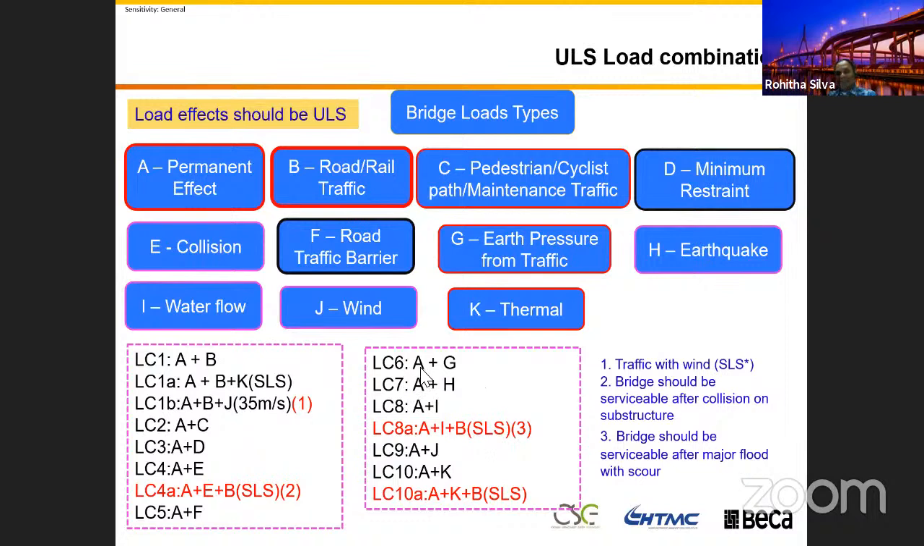That's maybe the reason the code doesn't use this one, A plus G plus the SLS traffic. I'm not sure if I missed that one or not, but anyway, we design and detail this one for permanent effect and earthquake effect on the bridge. If I missed that one, next week I will explain it to you.